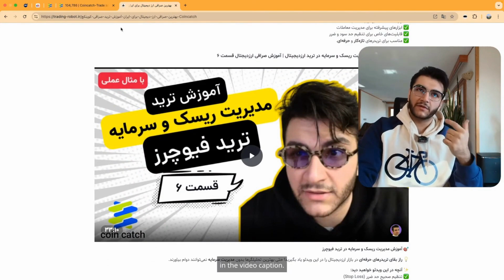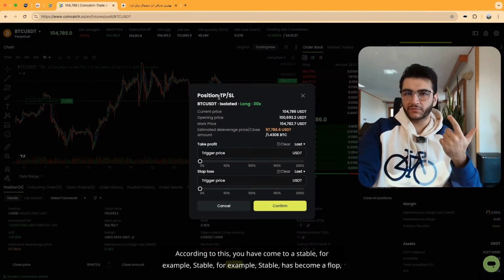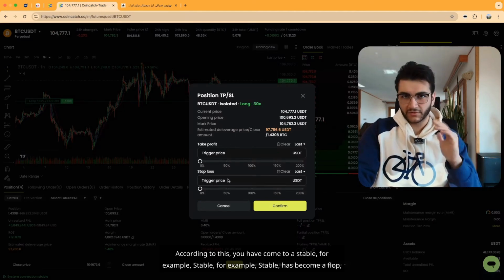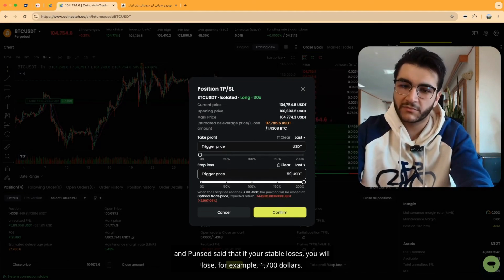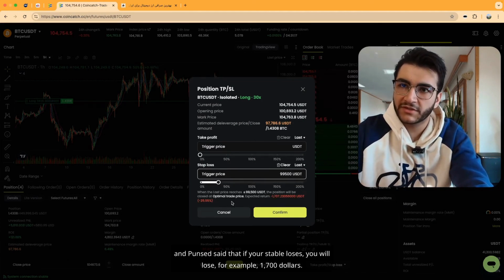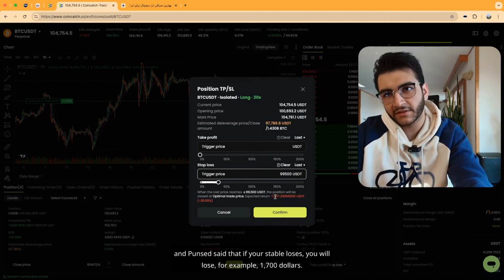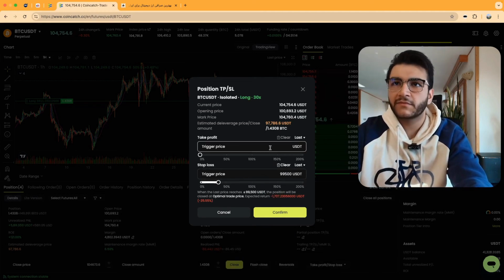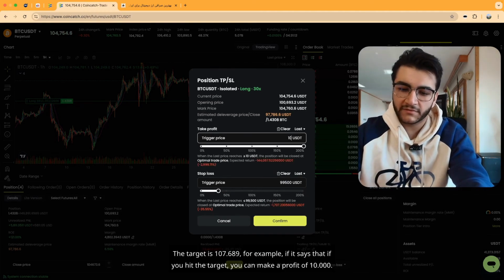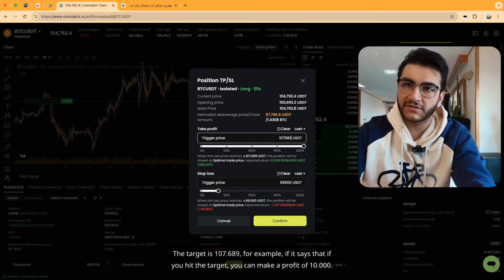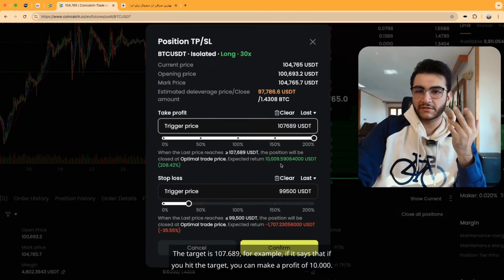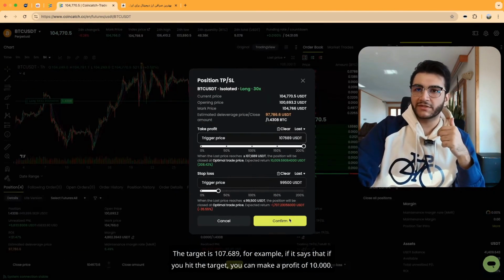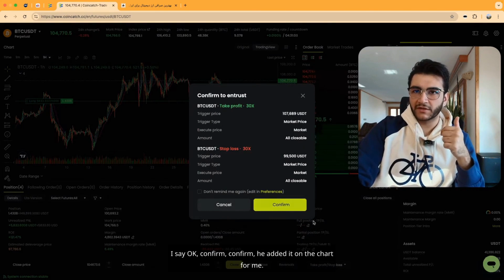According to this, you have come to a stop. For example, if your stop loses, you will lose, for example, $1,700. What is the target? The target is 107,689. For example, it says that if you hit the target, you can make a profit of 10,000. I say okay, confirm.